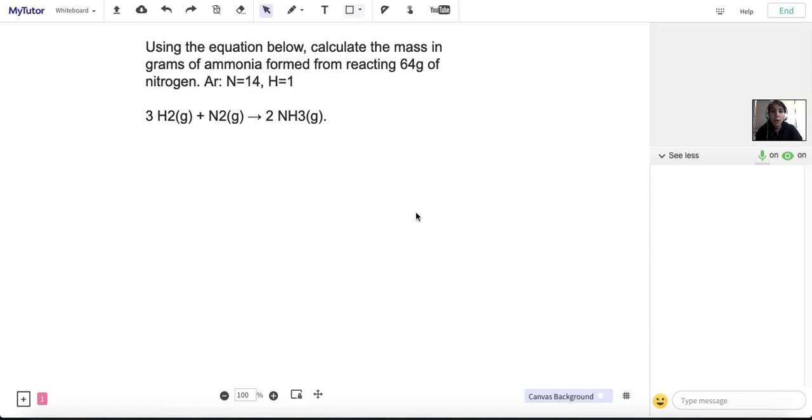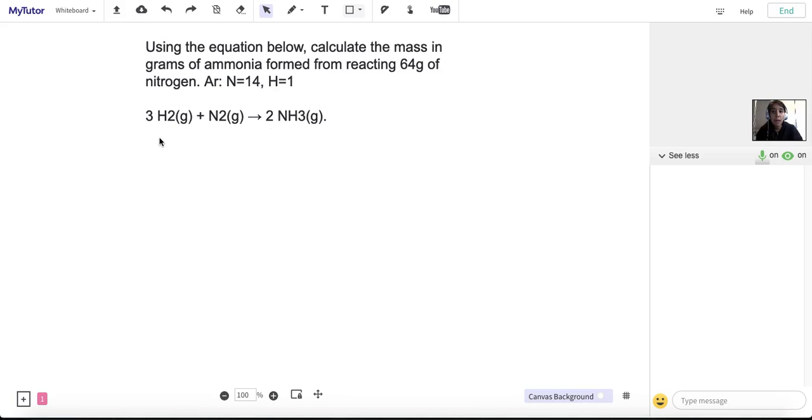Using the equation below, calculate the mass in grams of ammonia formed from reacting 64 grams of nitrogen. And we've been given the relative atomic mass of nitrogen as 14 and hydrogen as 1. So if we have a look at the equation here, this is the Haber process. This is the process of reacting hydrogen and nitrogen together to form ammonia.